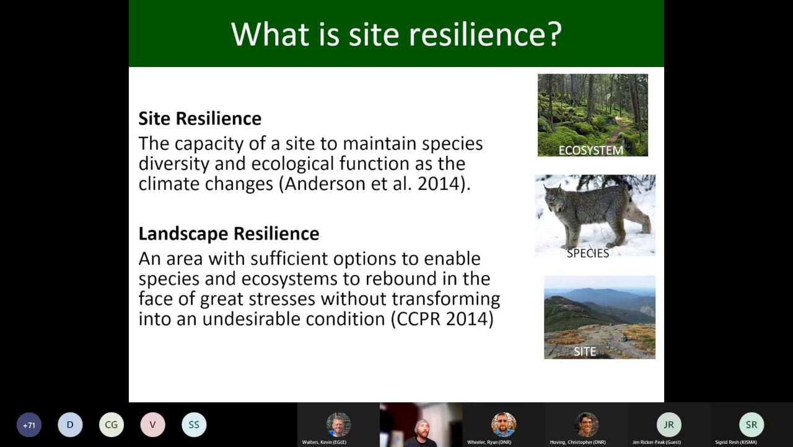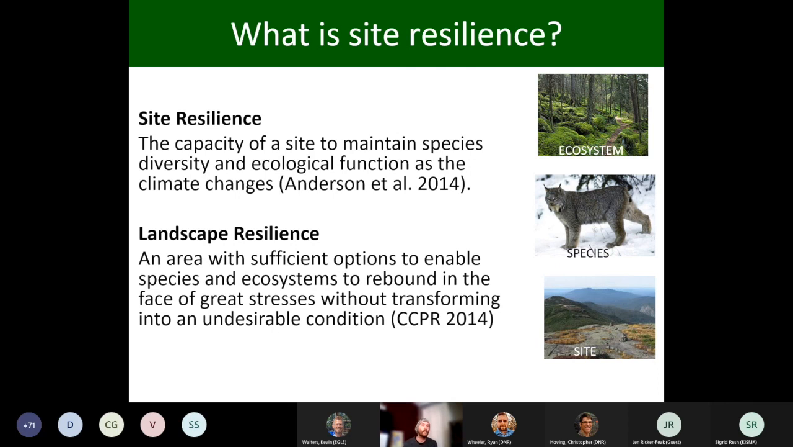And landscape resilience is sites that are resilient, but also have some kind of connectivity between them that allow for the processes that play out on sites to continue to happen. The species movement, the ecosystem function, all of that.